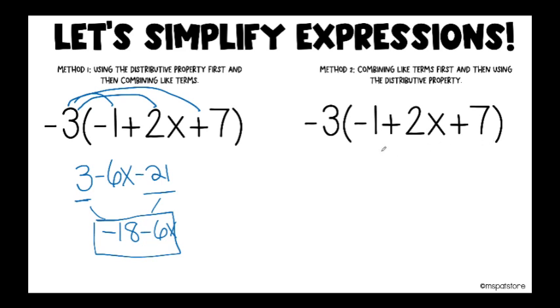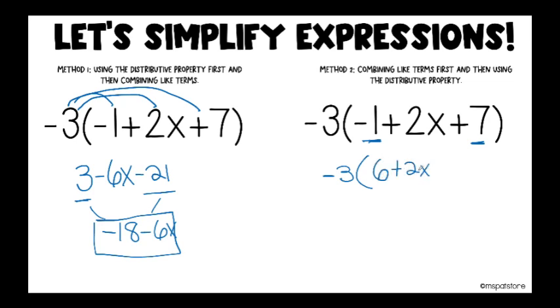So I'm going to be combining the like terms first. I see that negative 1 and 7 are like terms. They don't have any variables, so that's what they have in common. So I'm going to do negative 3, open my parentheses, different signs I need to subtract, and keep the sign of the greatest absolute value. So in this case, it is positive 7. So negative 1 and positive 7 is positive 6.